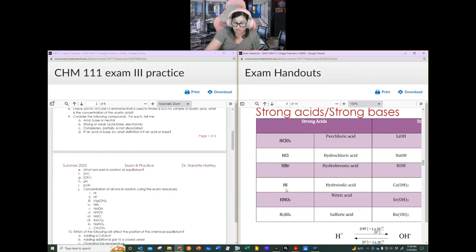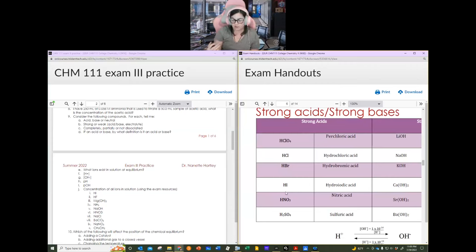It is strong, both in terms of being a strong acid and a strong electrolyte. Meaning, since it's a strong acid, it completely dissociates. All of those ions then conduct electricity, which makes it an electrolyte. It is completely dissociated. All strong acids are completely dissociated, which is why we have no Ka for them.